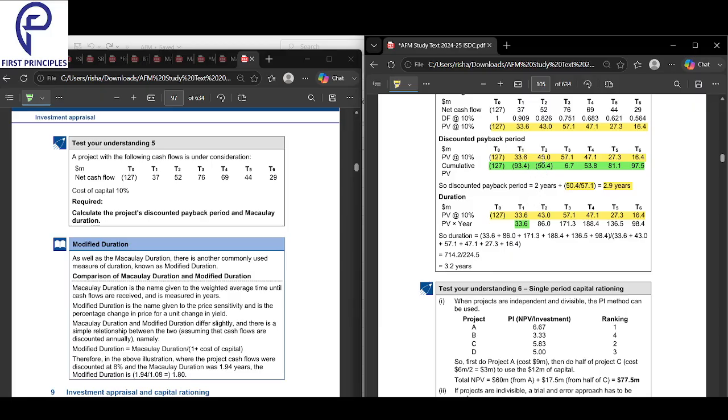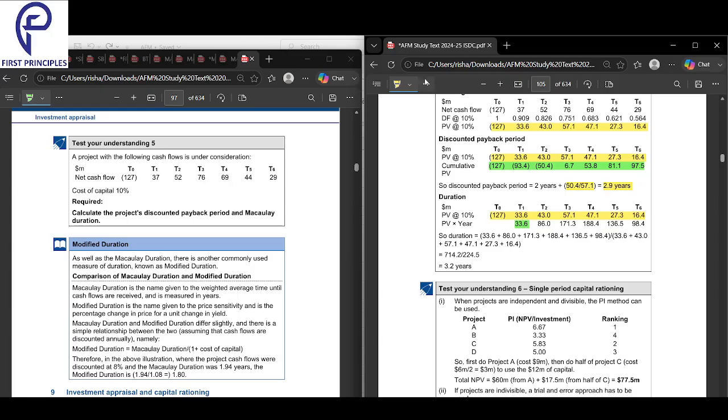Present value 43, you multiply by 2. 57.1 into 3. 47.1 into 4. 27.3 into 5. 16.4 into 5. So you just multiply the present value into the year, present value into year, present value into year.